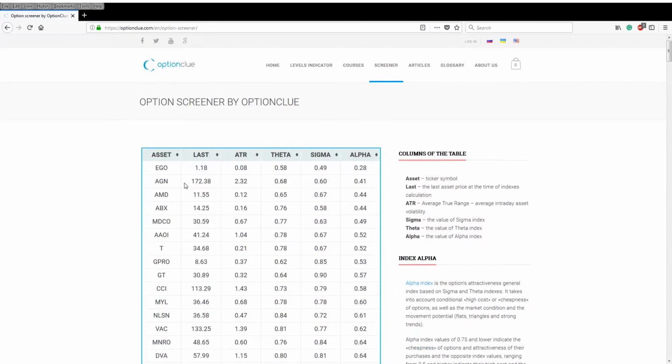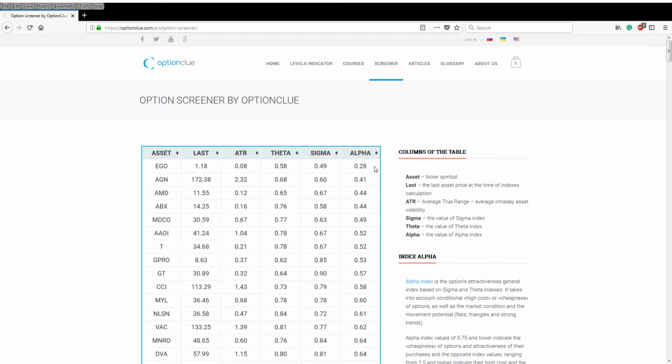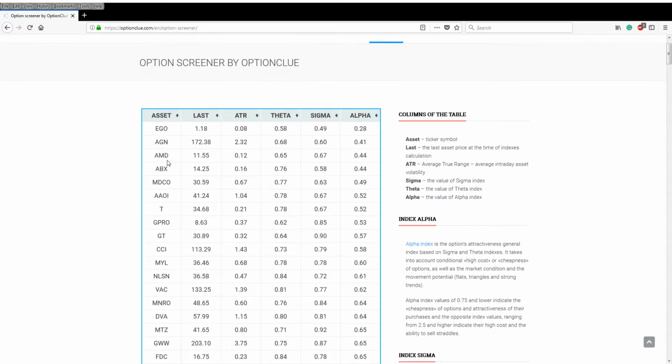So the index of attractiveness Alpha is displayed in the option screener in the comparative table, which also shows stock tickers, the last asset price at the time of index's calculation, and ATR, average true range, that is average intraday asset volatility.